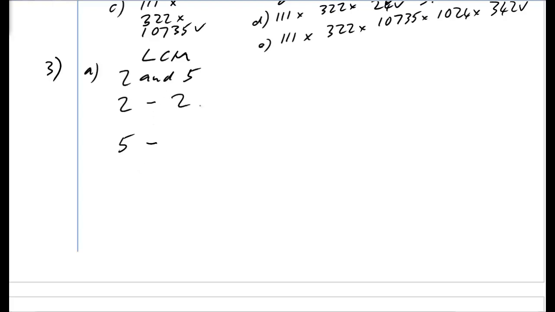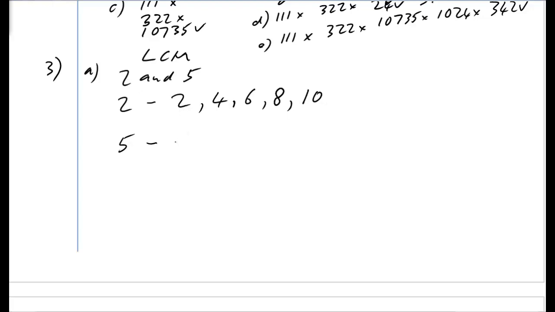So 1 lot of 2 is 2. 2 lots of 2 is 4. 3 lots of 2 is 6. 4 lots of 2 is 8. 5 lots of 2 is 10. Now we could keep going, but we'll stop there. So these 2, 4, 6, 8, 10 are the multiples of 2.